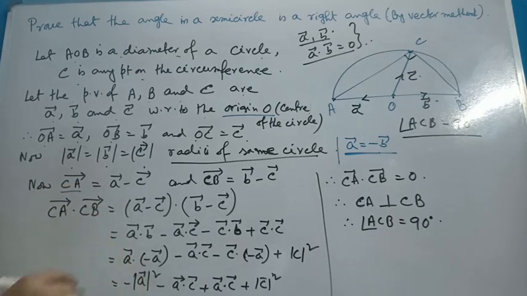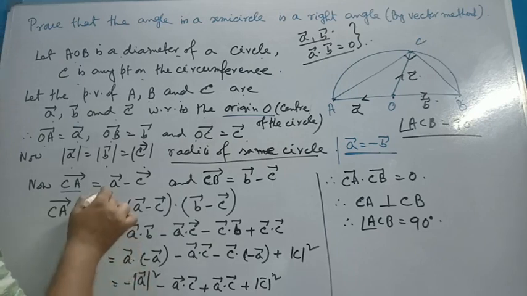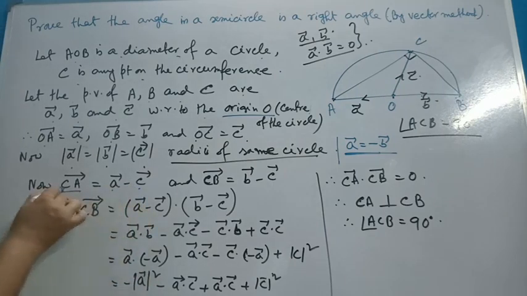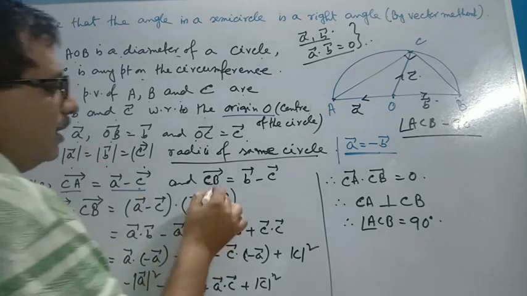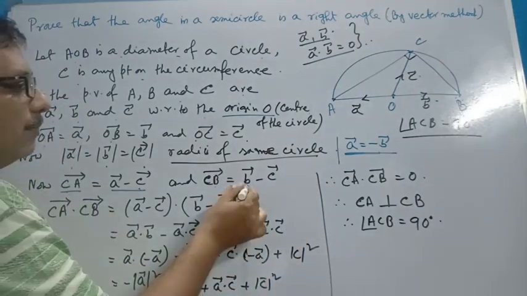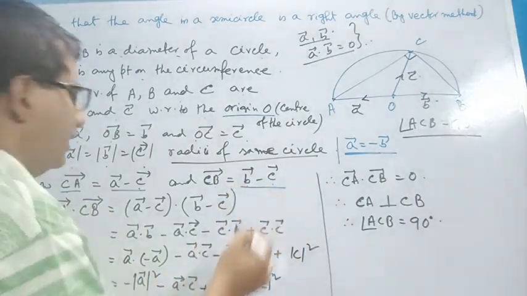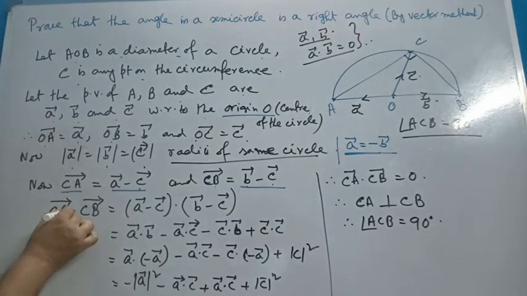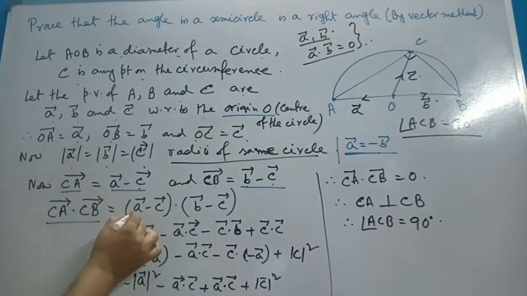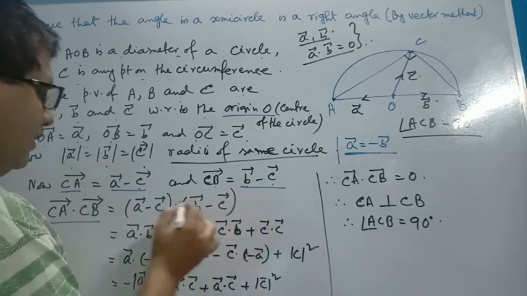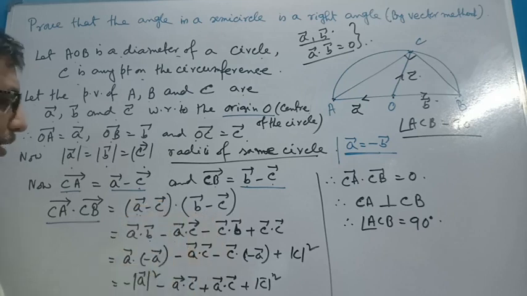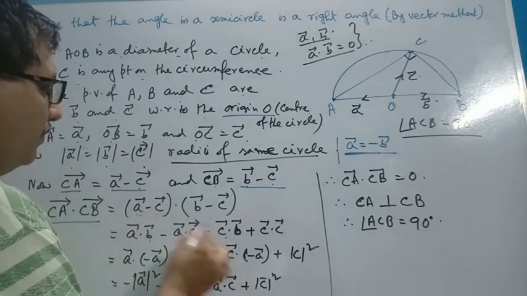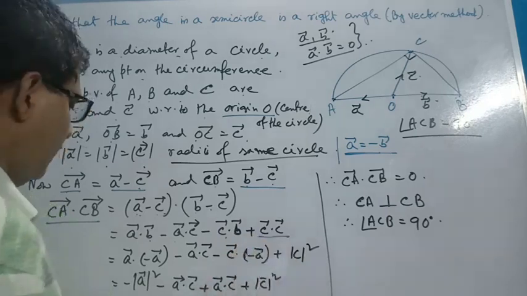Now we find CA vector, which we have already discussed in earlier classes. It is position vector of A minus position vector of C, that means a minus c. And CB vector, exactly as before, is position vector of B minus position vector of C, that means b minus c. Now we take the dot product of CA vector and CB vector: a minus c dot b minus c. By the distributive law, a dot b minus a dot c minus c dot b, minus minus plus c dot c.